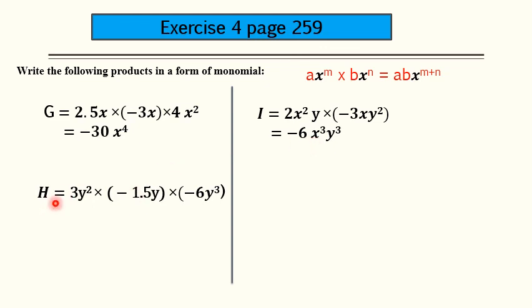H equals 3y squared times minus 1.5y times minus 6y cubed. Let's multiply the numbers by each other. 3 times 1.5 times 6 equals 27. Here we have minus times minus, so it's definitely plus. Let's move to y. We have y squared times y, it's y cubed. y cubed times y cubed, it's y to the power 6. So the final answer is 27y to the power 6.